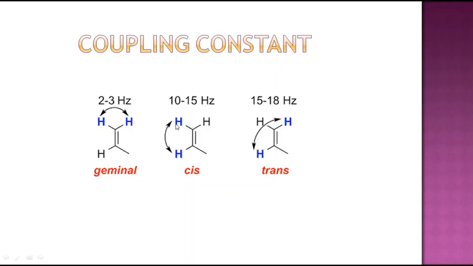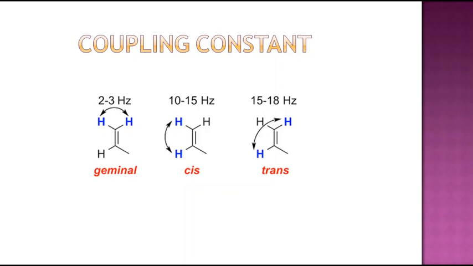In cis, the two hydrogens are close to each other on one side of the double bond. If coupling is taking place, then the coupling constant value will be around 10 to 15 Hertz. If it is trans, if the coupling is between these two hydrogens that are present trans to each other, the coupling constant value will be above 15 Hertz. And this difference can be used to identify between cis and trans isomers in the compound.